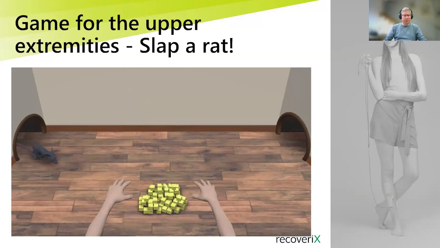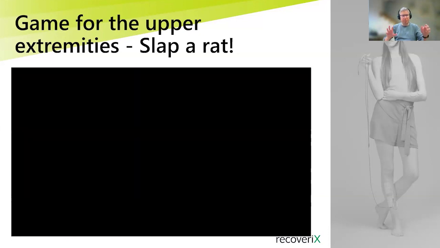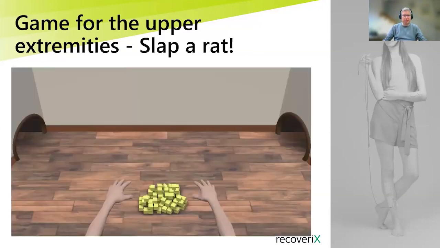Now you will see a non-successful trial. There's no motor imagery, no motor movements. And the rat was able to run and grab a piece of cheese. Start this again and stop.